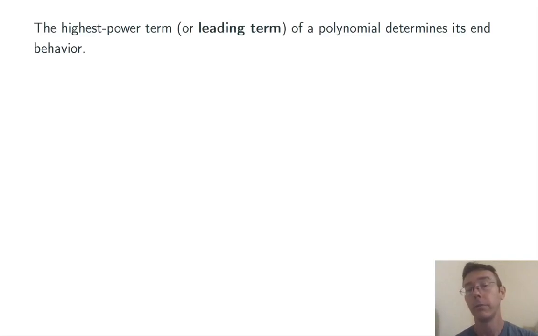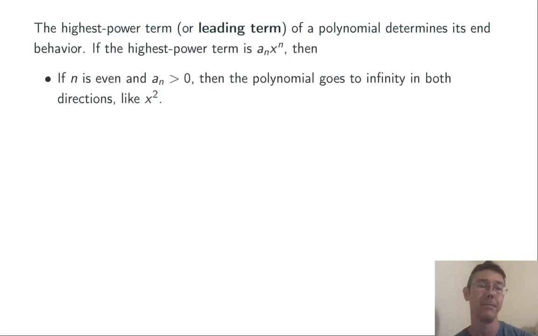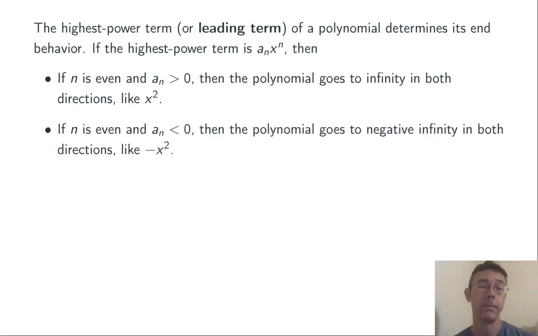The highest power term, or leading term, of a polynomial determines its end behavior. That is, what happens when x gets very, very large or very, very negative. In particular, we need to look at the sign of the leading coefficient, a sub n, and we need to look at whether the exponent there, the highest power term, is even or odd. If n is even and a sub n is positive, then the polynomial goes to infinity in both directions. It has end behavior that's the same as the function y equals x squared.